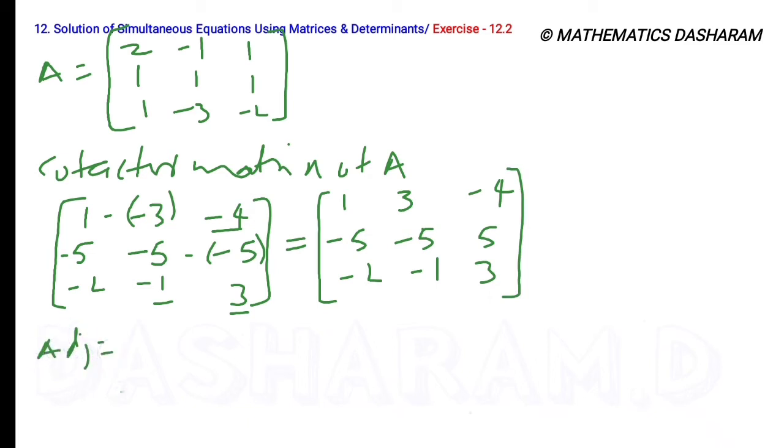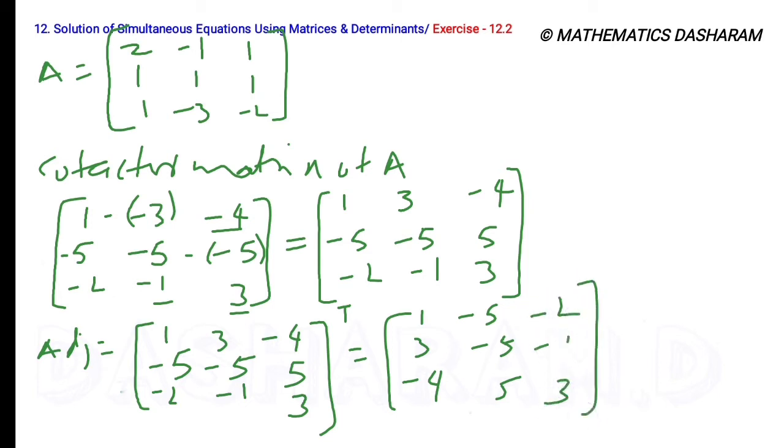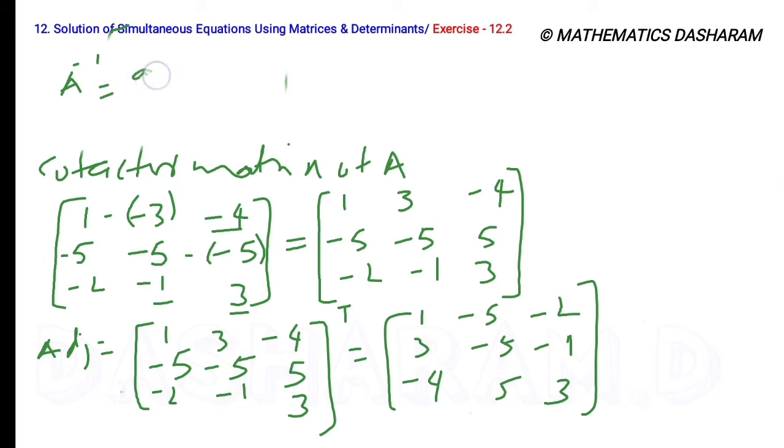Now the adjoint matrix. The adjoint matrix means apply the transpose to the cofactor matrix. 1 3 minus 4, minus 5 minus 5 5, minus 2 minus 1 3. So the transpose matrix is equal to 1 3 minus 4, minus 5 minus 5 5, next minus 2 minus 1 3. So let us find the A inverse matrix. A inverse is equal to the formula: adjoint of matrix A divided by the determinant of matrix A. The determinant of matrix A is minus 5.